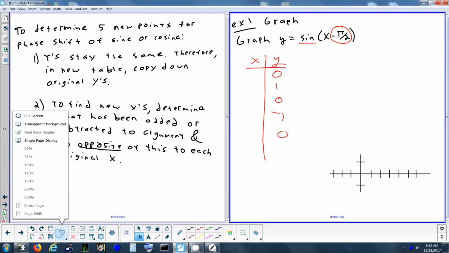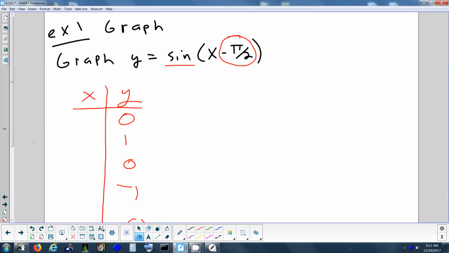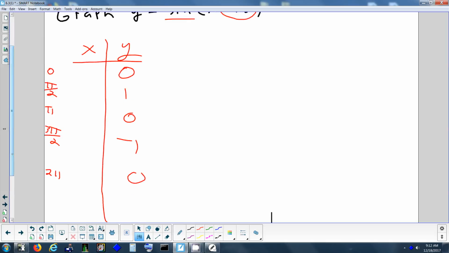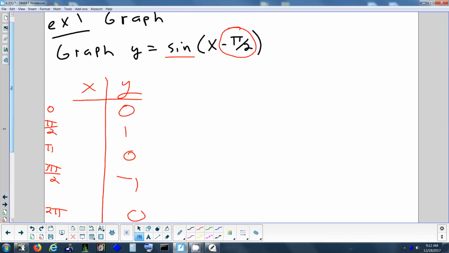Now, to get the new x's, first we're going to take all the original x's. Okay, so I'm going to start with those. Trevor, can you remind me, what are my original x values for sine or for cosine? They're actually the same. 0, pi over 2, pi, 3 pi over 2, and 2 pi. And now we're going to take all of those x values, and what am I going to add to all of them? Yep, I'm going to add pi over 2.